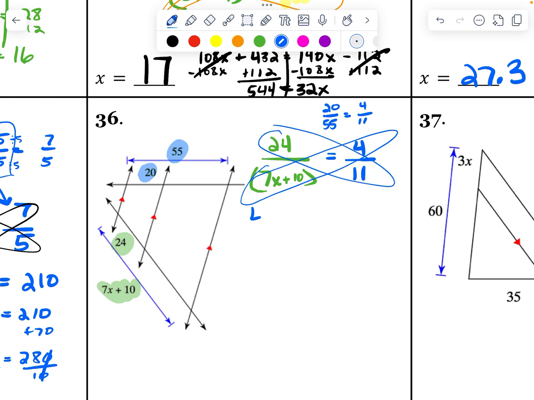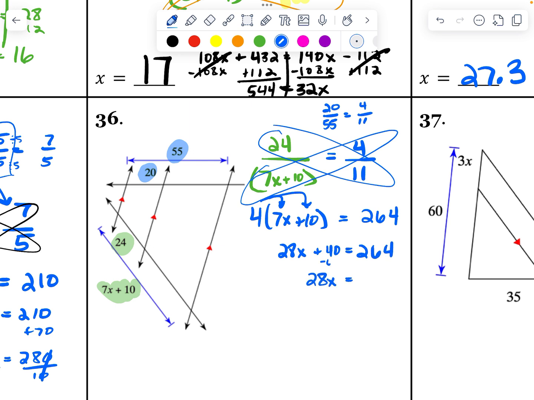So let's see, 4 times 7x plus 10 equals 264. 28x plus 40 equals 264. 28x equals, so I said minus 40 on both sides, 224, right? Yeah. Divide by 28, divide by 28. 224 divided by 28 is 8.